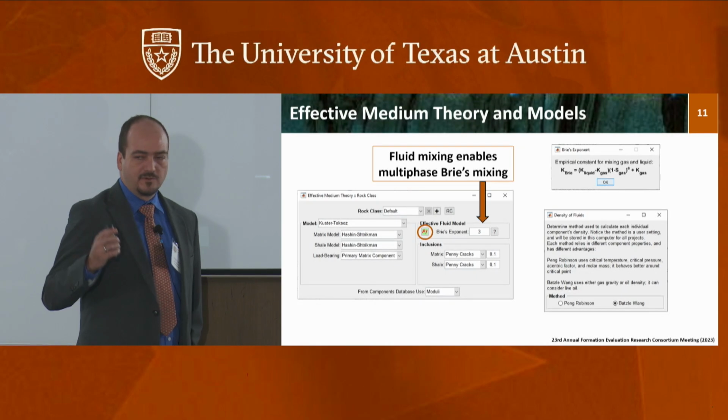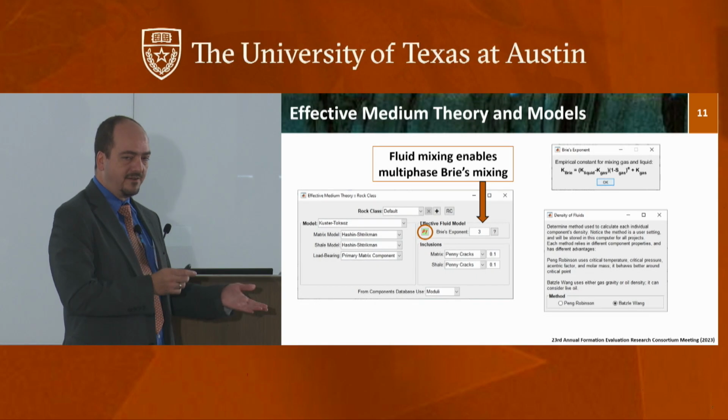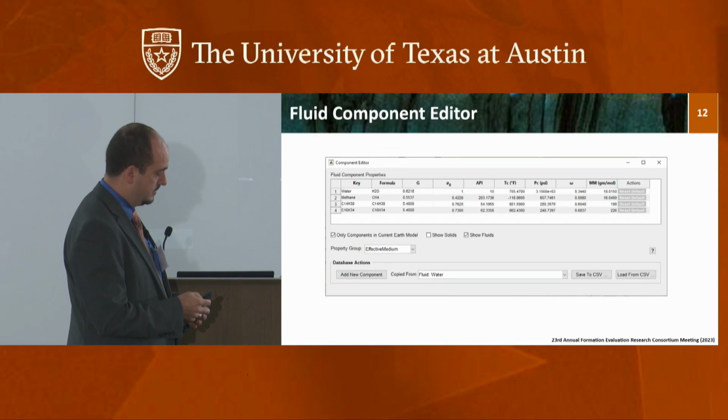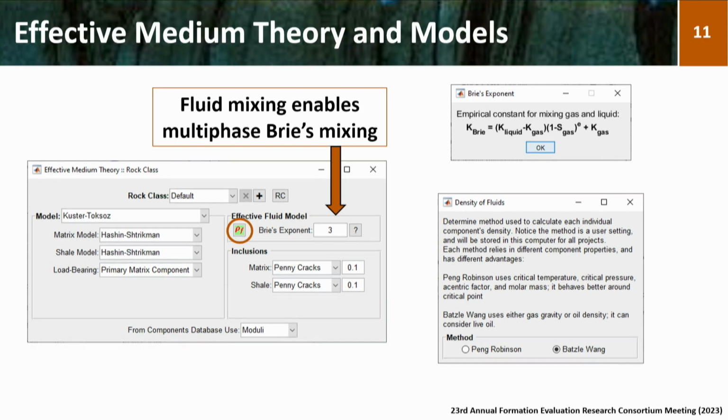In most cases, people were saying, well, I don't have that, but I do have the density, or I have the gas gravity or the oil density, especially in cases where you're not exactly sure what is the chemistry of the oil that you're working with. So for that case, you use Batzle-Wang. Anyway, both of them work. They give you pretty similar results, but the inputs are a lot easier to get for Batzle-Wang.